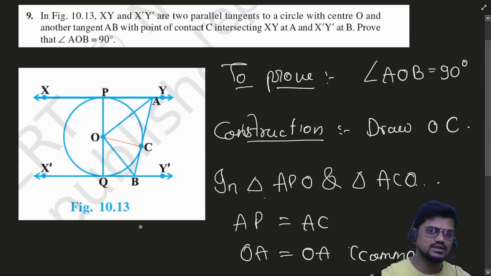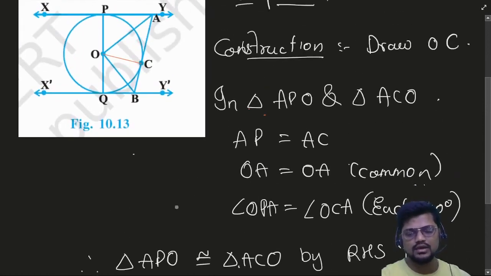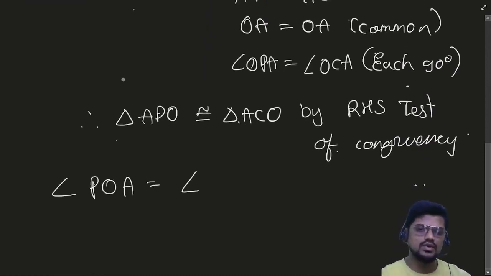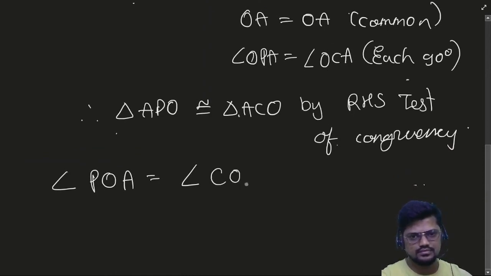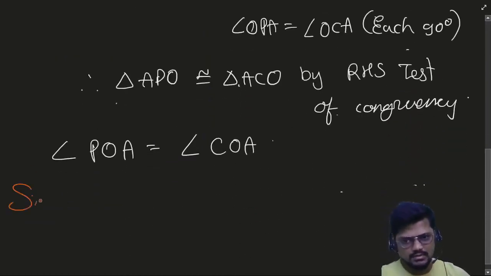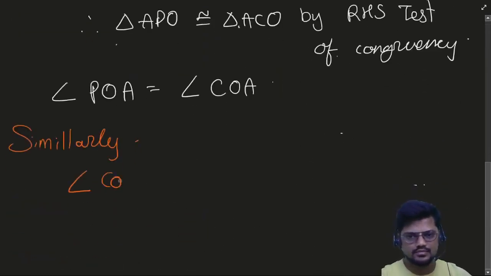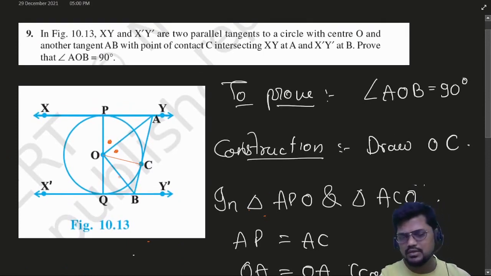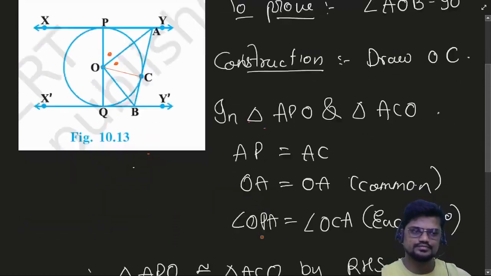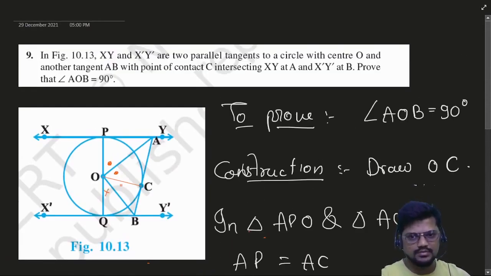Now, since the two triangles are congruent, what can I say? Angle POA will be equal to angle COA. Yes or no? This angle will be equal to this angle, since the two triangles are congruent. Similarly, angle COB is equal to angle COQ, or you can say QOB. Similarly, these two angles will also be the same. Yes or no?